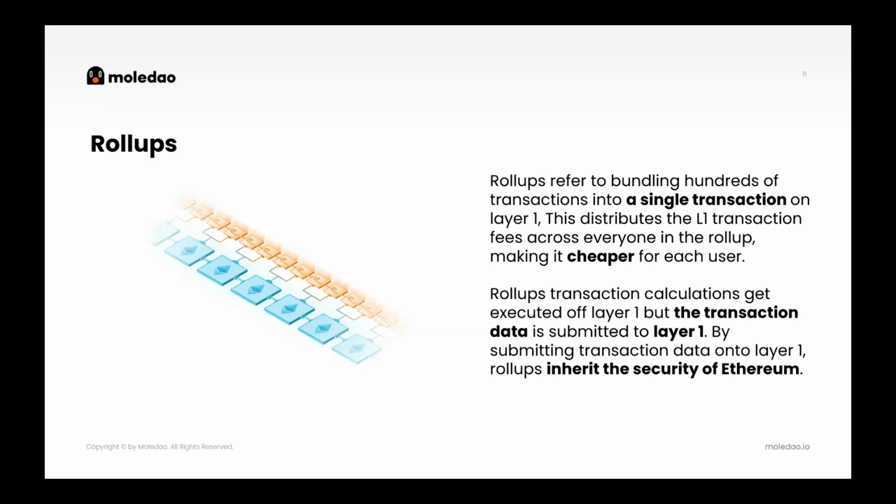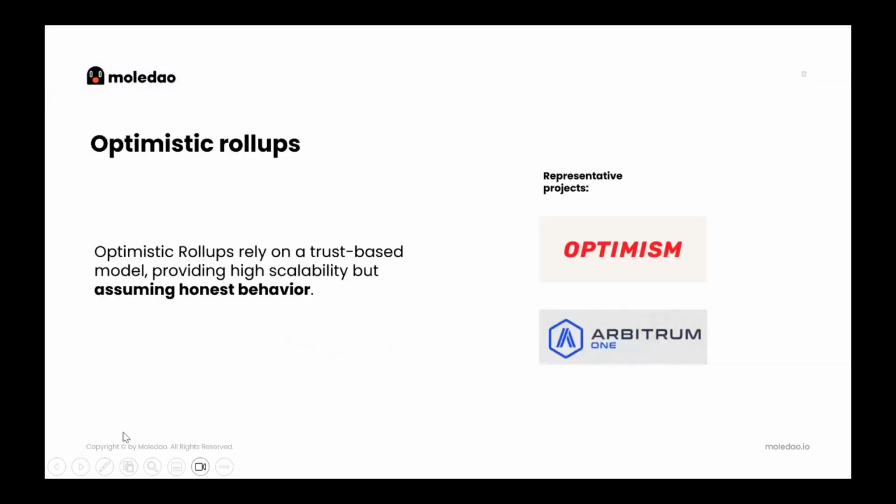But how many types of rollup technology are there? Today, we will introduce two main kinds of rollups. One is optimistic rollups, and the second is zero-knowledge rollups. Let's look at the optimistic rollup first.